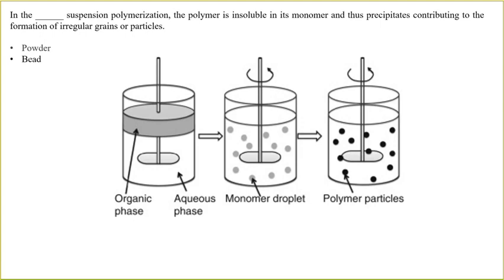So the remaining one is the powder suspension, where the polymer is insoluble in its monomer and thus precipitates, forming irregular grains. So that's why powder suspension polymerization is the answer for this question.